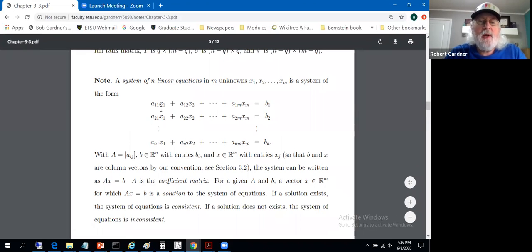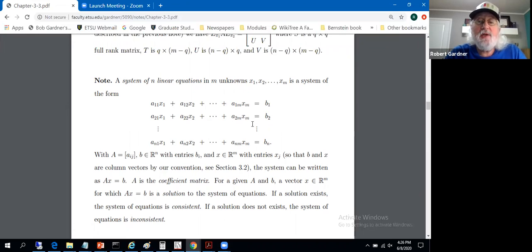So we've got a linear combination of x1 through x sub m with some coefficients set equal to b sub 1. A second equation, linear combination of x1 through x sub m set equal to b sub 2. And similarly, up through an nth equation, a linear combination of x1 through x sub m set equal to b sub n. So, of course, it's called linear equations because they're linear combinations of the unknowns.